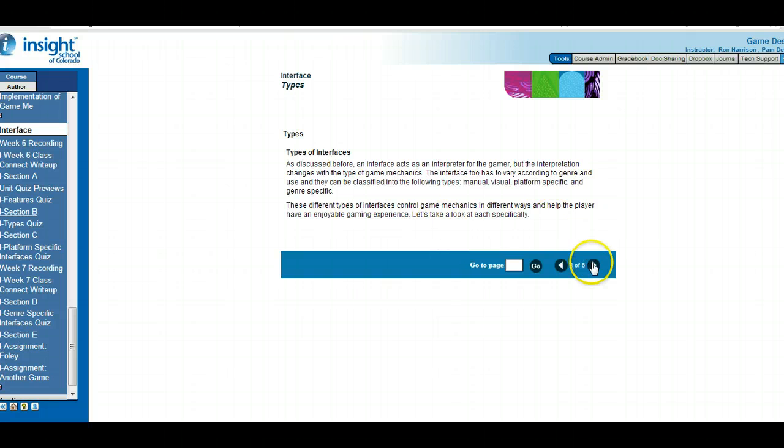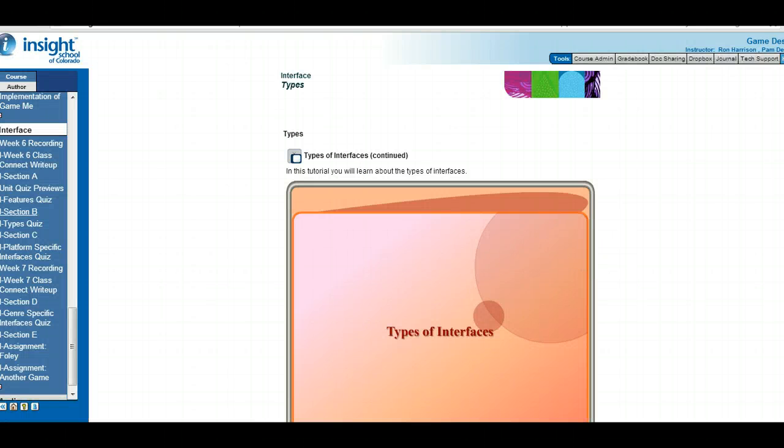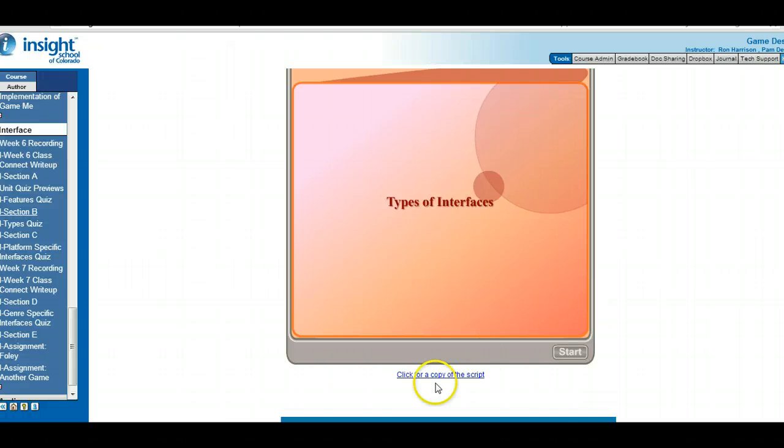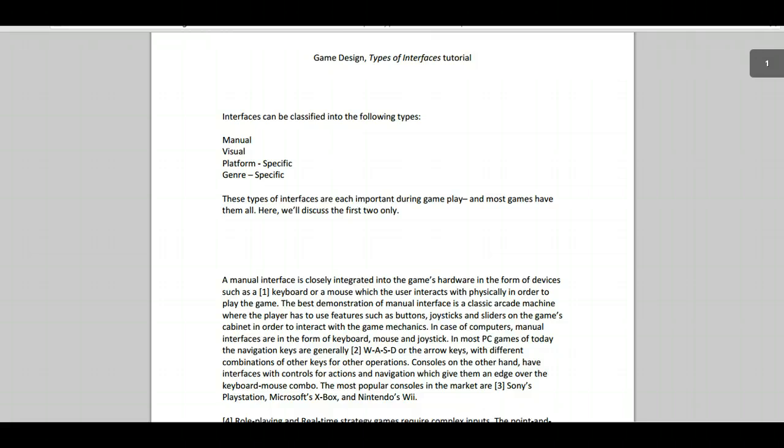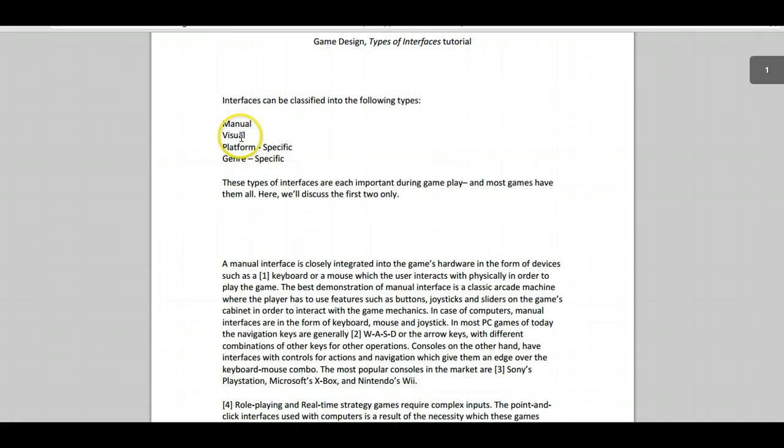Now we're going to take a look at the different types. Now here is an overview of interfaces. You can also go down here for the copy of the script, or you can listen to that overview. So this goes through and it talks about these 4 types of interfaces.